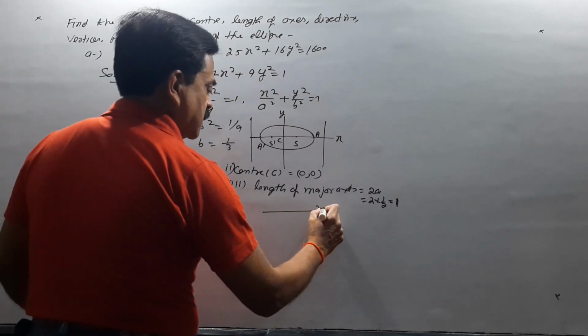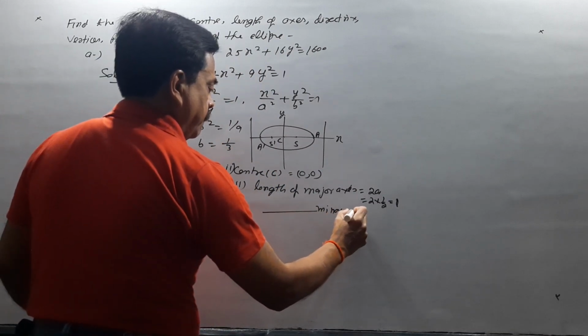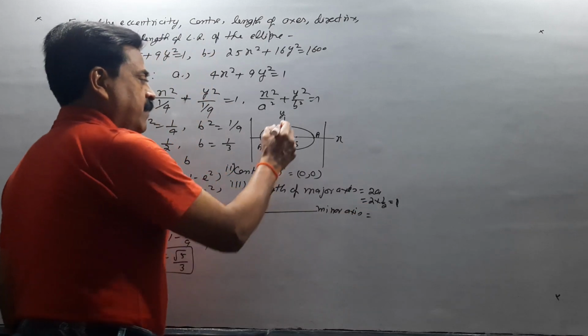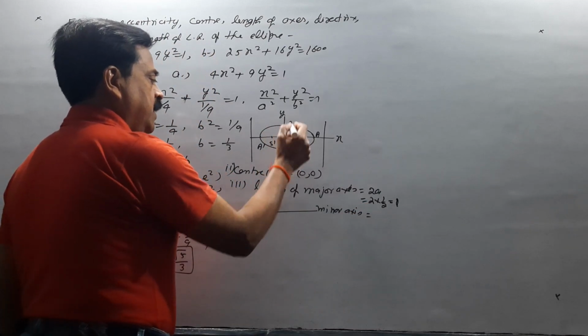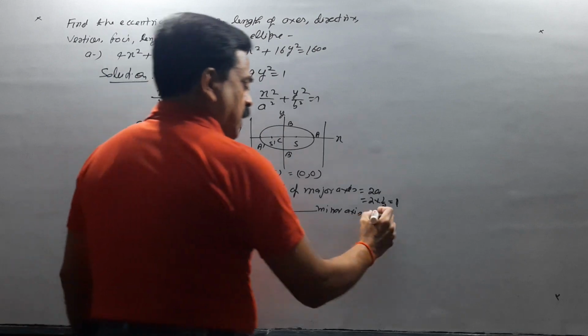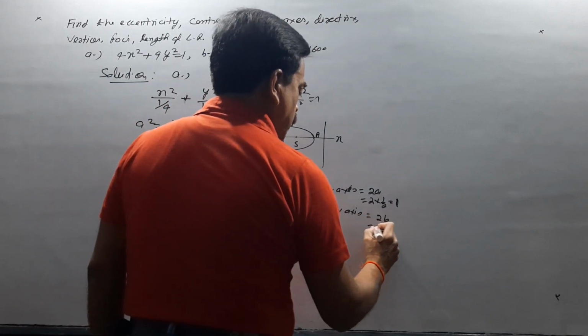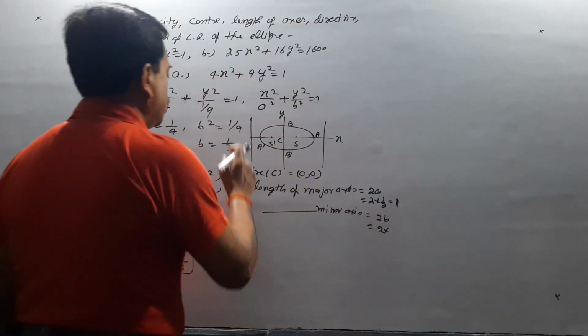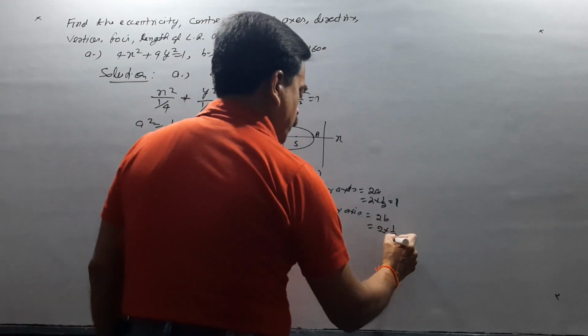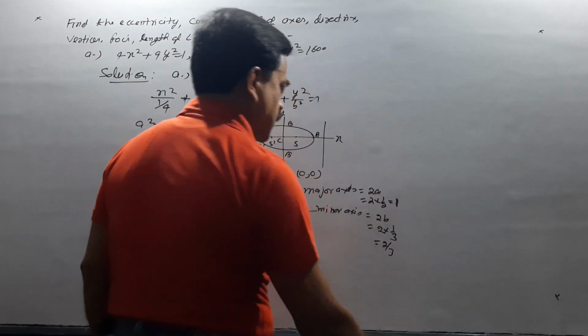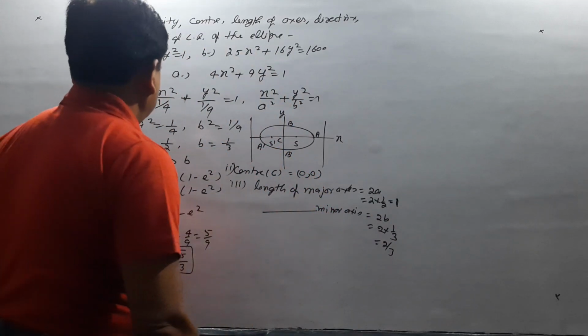Length of minor axis. Length of minor axis is this B B dash, and this equals 2b. 2 into b, which is 1 by 3, or 2 upon 3, is the length of minor axis.